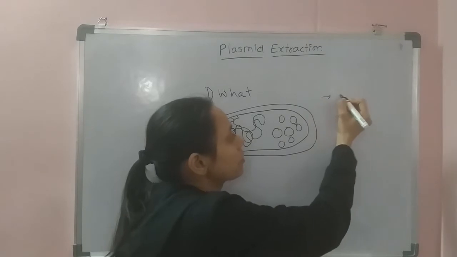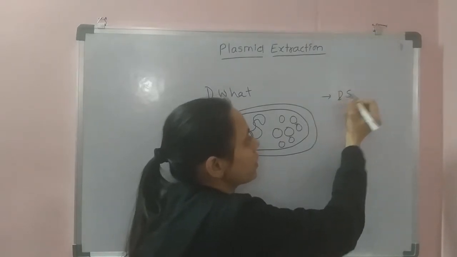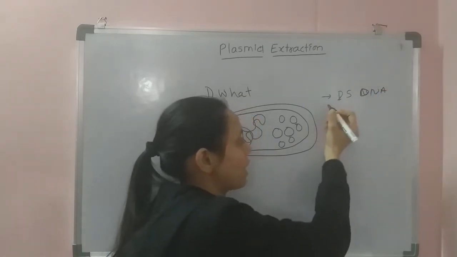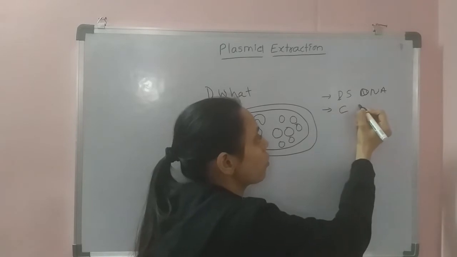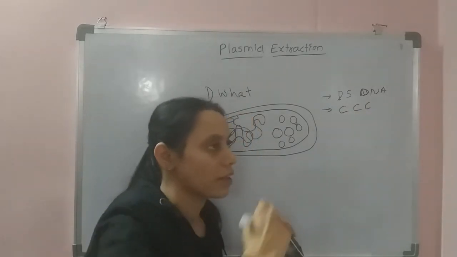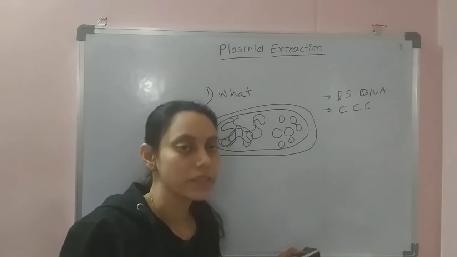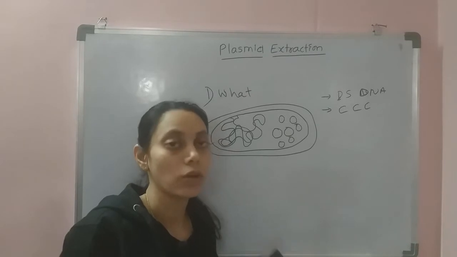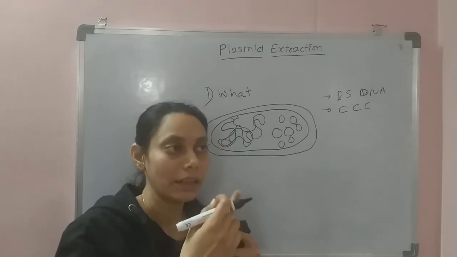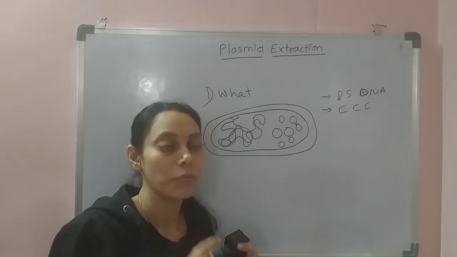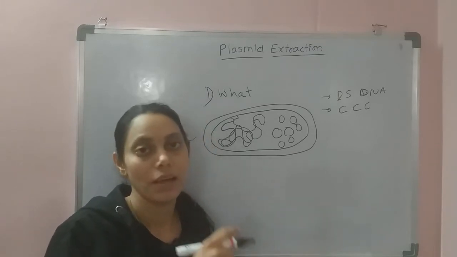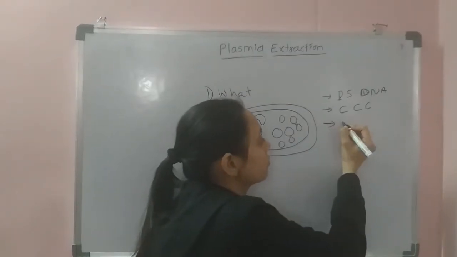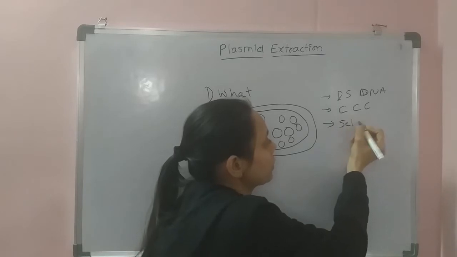Coming to the different characters of the plasmid. These plasmids are generally double-stranded DNAs. Plasmids are double-stranded DNAs which are in covalently closed circular forms. That means these are not linear DNAs, these are circular forms, and also these are covalently closed. That means the covalent bond makes the complete circularization of the plasmid, and these have self-replicating ability.